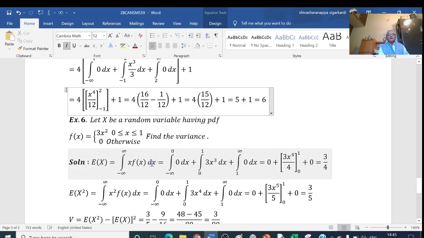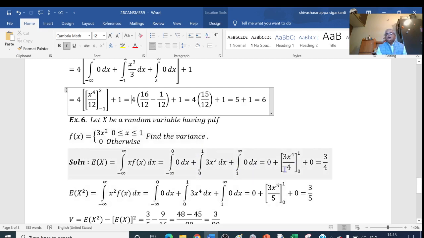This is equal to, I will split this limit minus infinity to plus infinity as minus infinity to 0, 0 to 1 and 1 to infinity. And from minus infinity to 0 f(x) value is 0, and 0 to 1 f(x) value is 3x square. 3x square into x, x into 3x square is 3x cube, plus 1 to infinity, again f(x) value equal to 0. So this is equal to first integration value 0, last integration value 0.